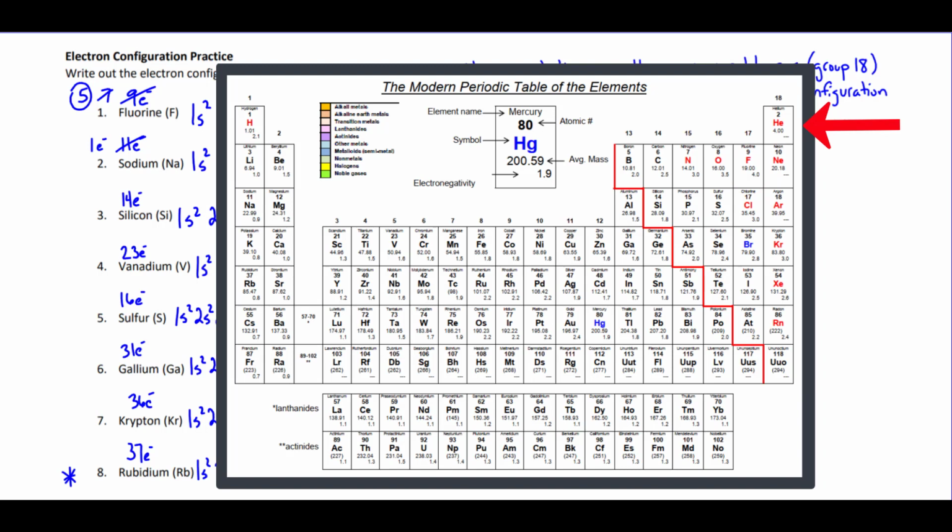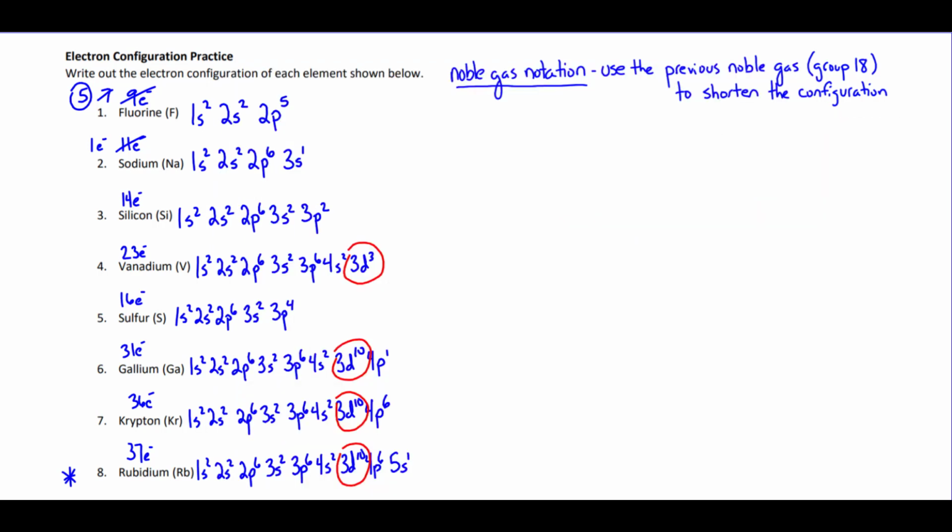And so I can come back to my practice problems and I can summarize the noble gas notation for fluorine. I can just write helium, put it in brackets, and what I'm doing here, this 1s2, that's helium's electron configuration. And so now I just need to write on the rest of the electron configuration for fluorine. So that's 2s2, 2p5. So for a real small atom like fluorine, it really doesn't do much to shorten things.